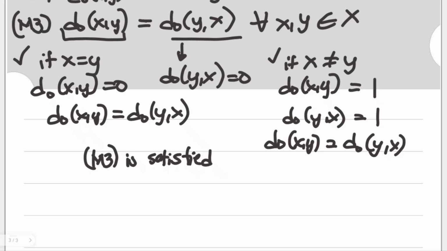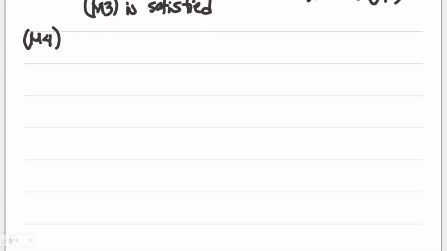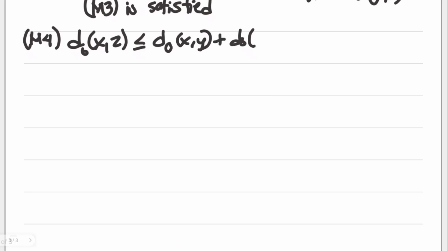But still, we're done with M3. Now let's proceed to M4, and this might be an item where we need a lot of discussion. M4 is the triangle inequality. It tells us that the distance of x and z is less than or equal to the distance of x and y, if there exists y, plus the distance of y and z, for all x, y, and z elements of our set X.